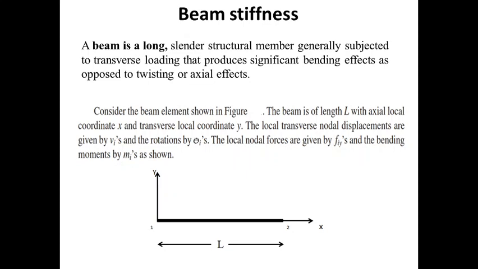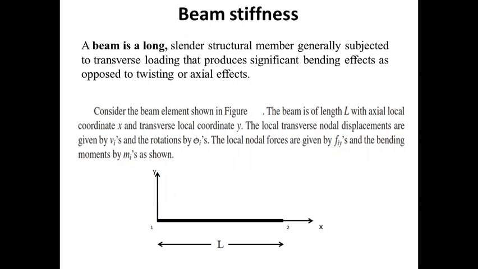A beam is a long, slender member. Slender means the cross-sectional dimensions are relatively small compared to its length. So we call it a slender structural member, generally subjected to transverse loading that produces significant bending effects as opposed to twisting or axial effects. When it is subjected to transverse loading, you will have a transverse displacement as well as rotation. These are the two unknowns.